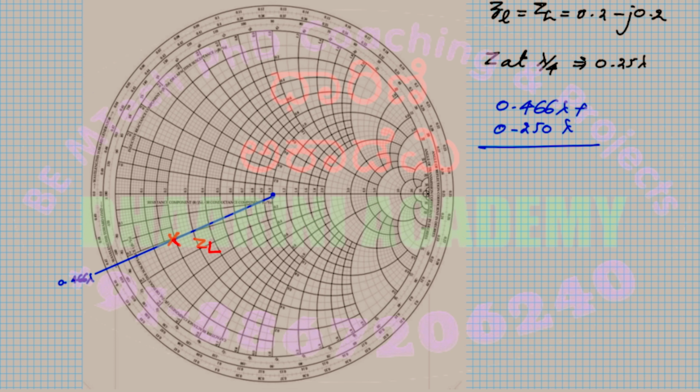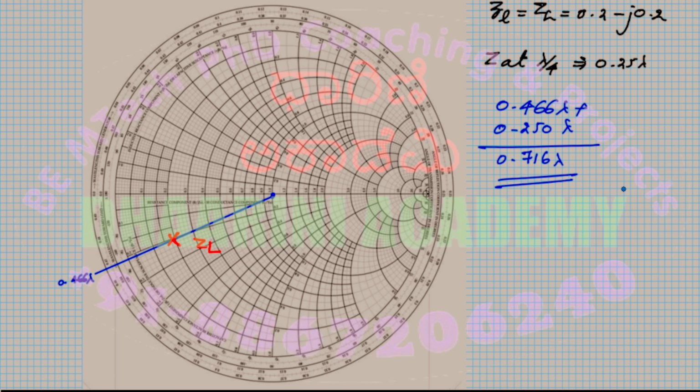And what is the value? When you add 0.250 to this value, what's the value I'm expecting? 0.716, I guess, right? 0.716 lambda. Okay.